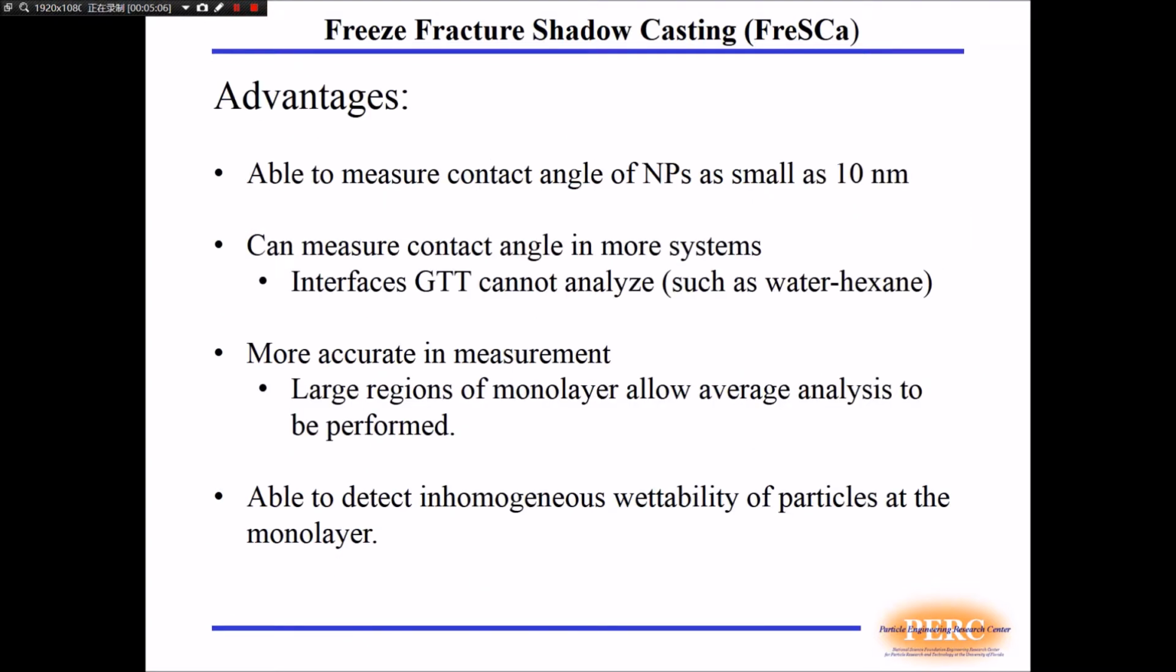It can measure contact angle of particles as small as 10 nanometers. It is applicable to more types of systems, such as interfaces that GTT cannot analyze. Accuracy of the measurements is increased because average analysis can be performed on the large regions of monolayer. It can detect inhomogeneous variability of particles at the monolayer.